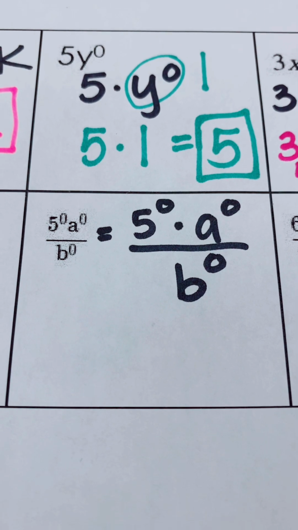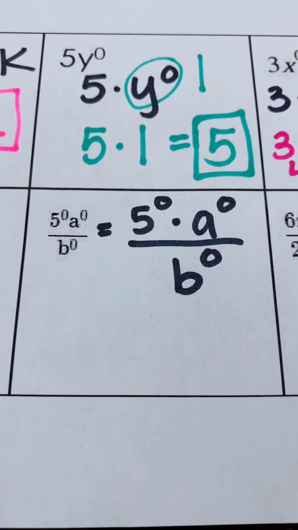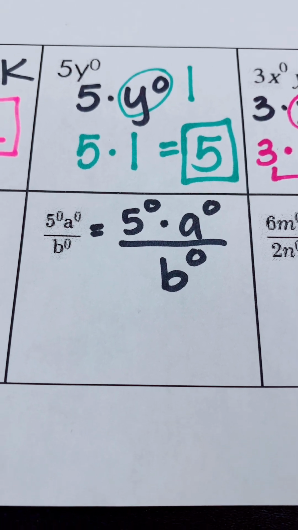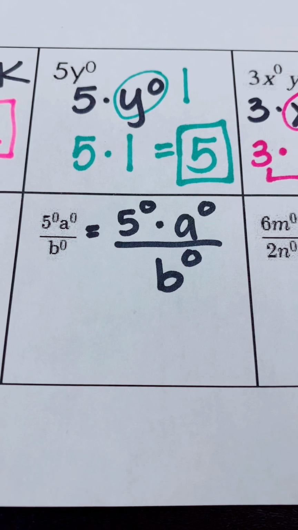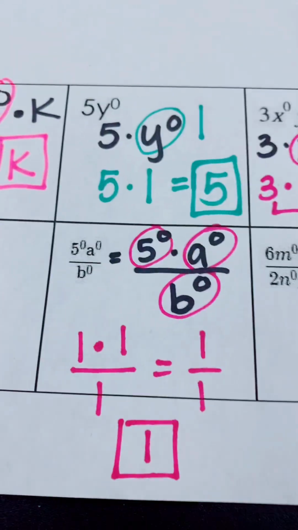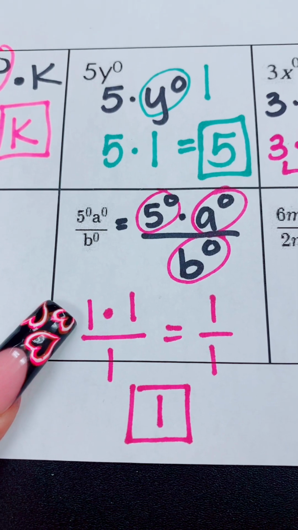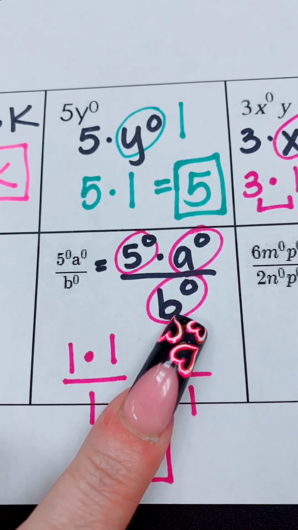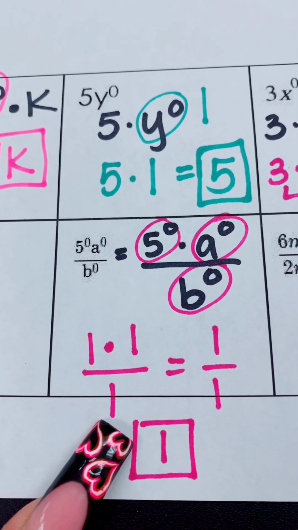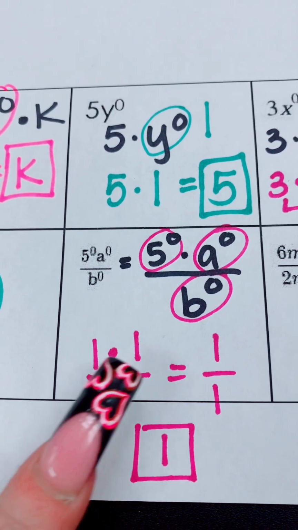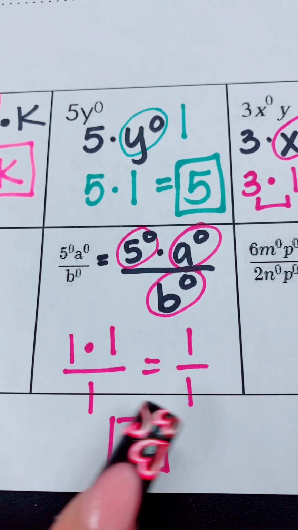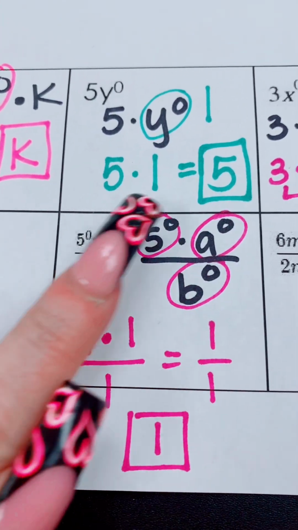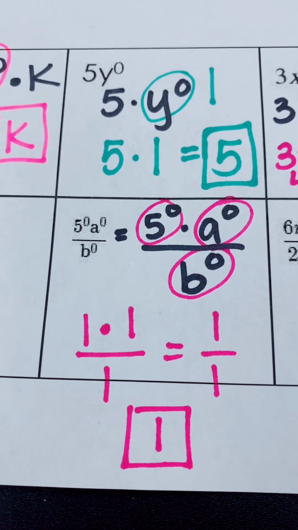Here we have 5 to the 0, a to the 0 over b to the 0. This can be rewritten as 5 to the 0 power times a to the 0 power over b to the 0 power. 5 to the 0 power can be rewritten as 1, a to the 0 power can be rewritten as 1, and b to the 0 power can be rewritten as 1. So 1 times 1 is 1 over 1. 1 over 1 is 1. So all of this simplifies down to just 1.